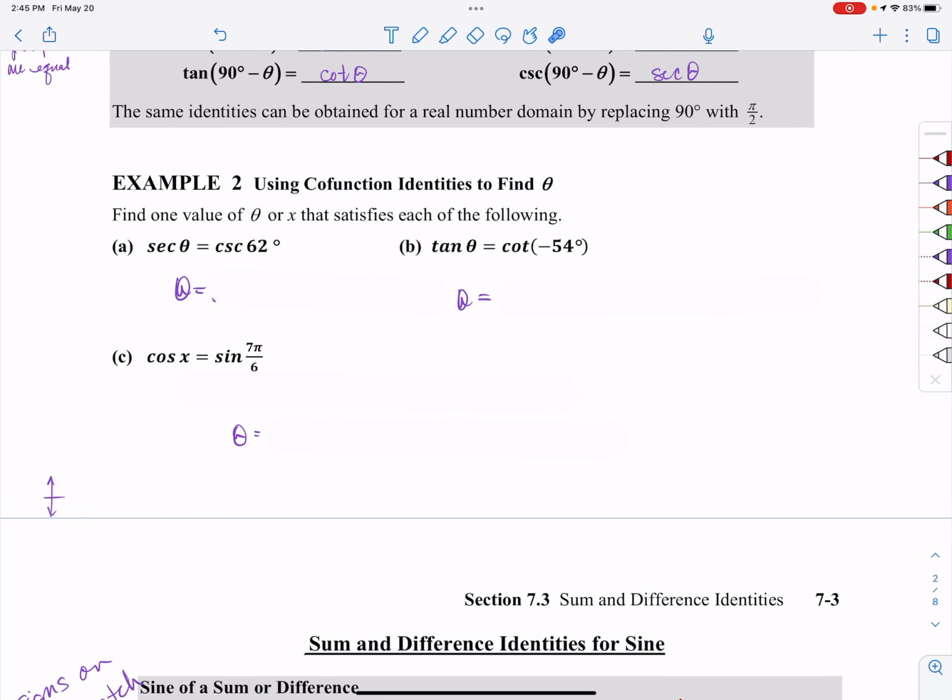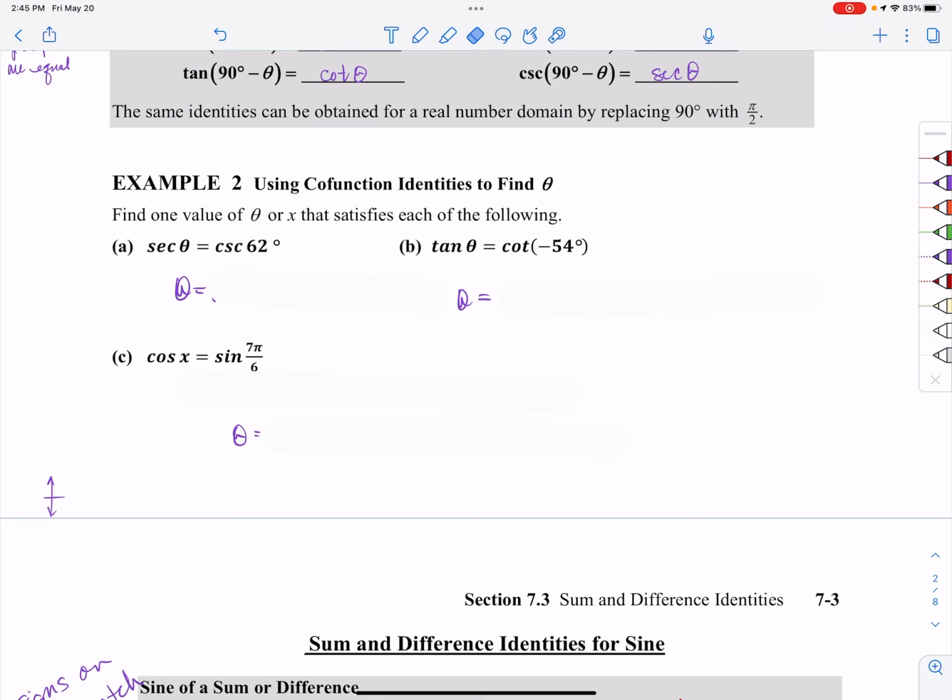So then how do I put this into practice? Example number 2 is a pretty simple example. It says find a value of theta or x. Typically thetas are used when we're working with degrees, and x's and y's are used when we're working with radians. Find a value of either theta or x that satisfies each of the following.